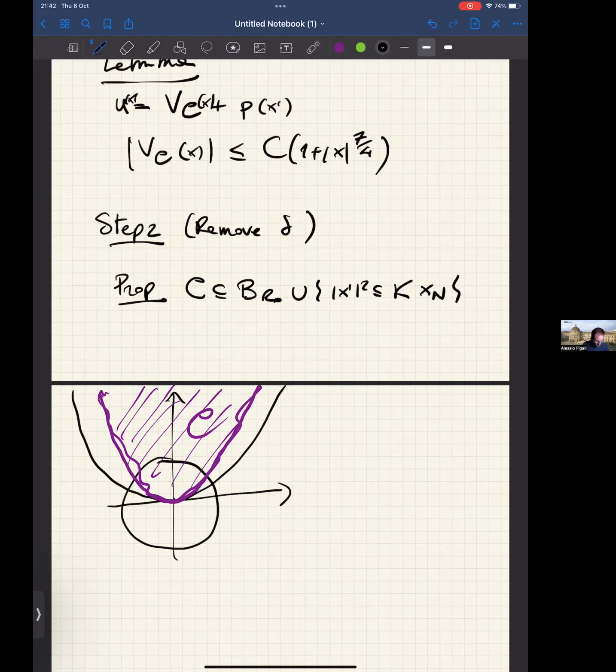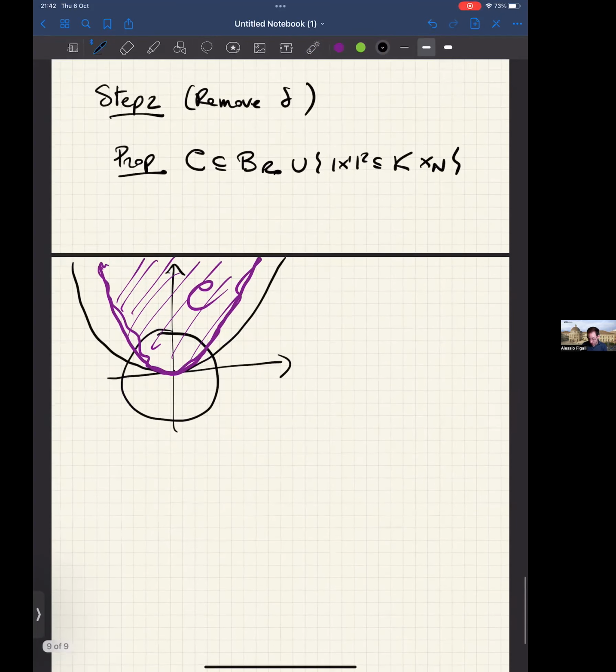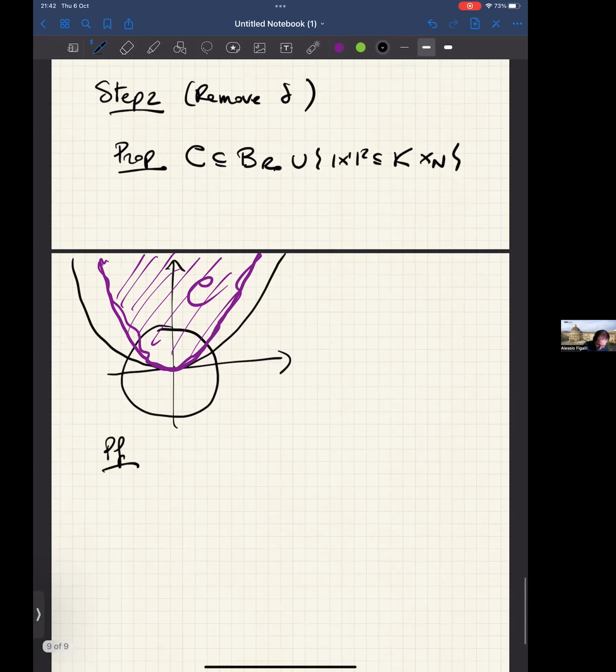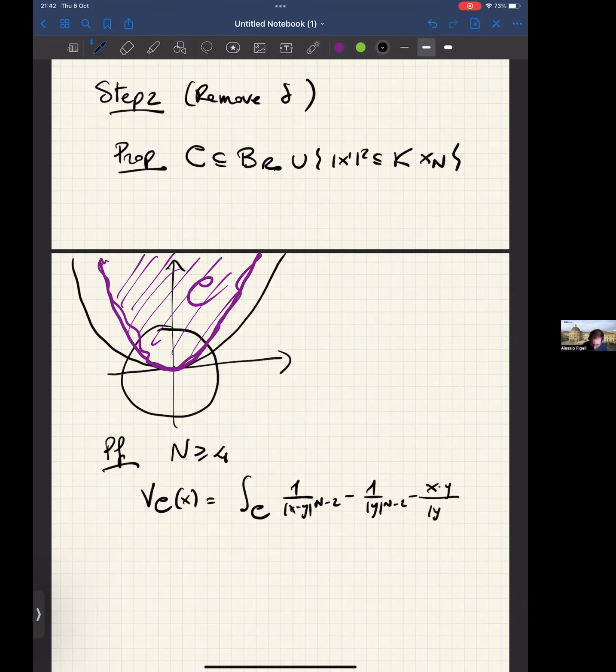Okay. So how do you prove this proposition? Here is the first moment where there will be a huge difference between the high dimension and low dimension, in particular n equal 3, n equal 4. So the proof in n equal 4 is almost trivial because it's just a computation. You assume that n is greater or equal than 4. You know that V_C of x, up to a constant, is the integral of 1 over |x minus y| to the n minus 2, minus 1 over |y| to the n minus 2, minus x dot y over |y| to the n. Sorry, I lost the constant.